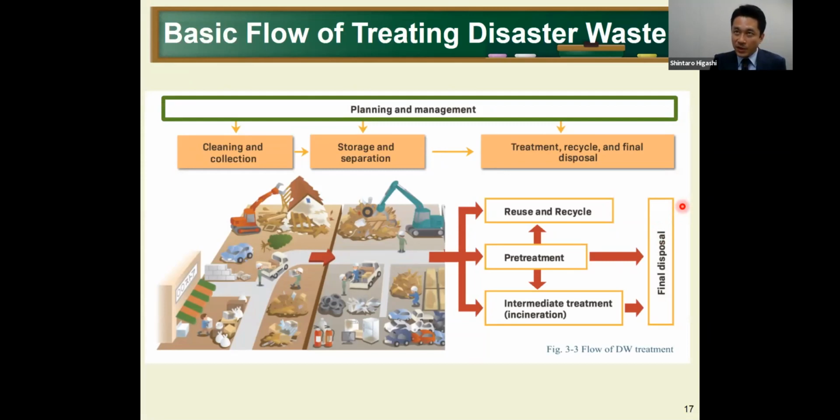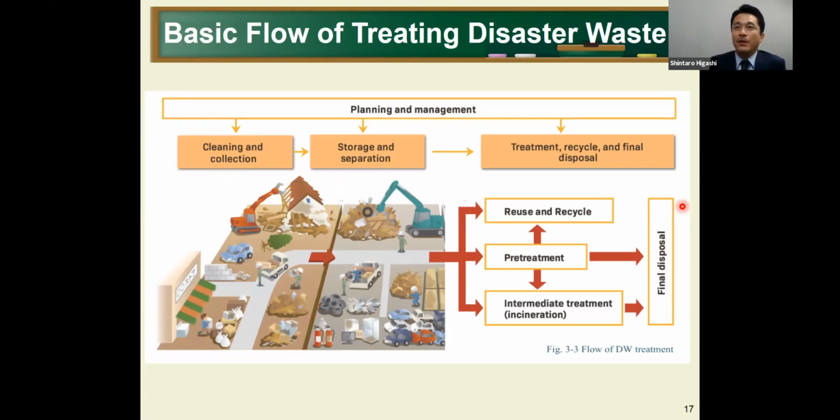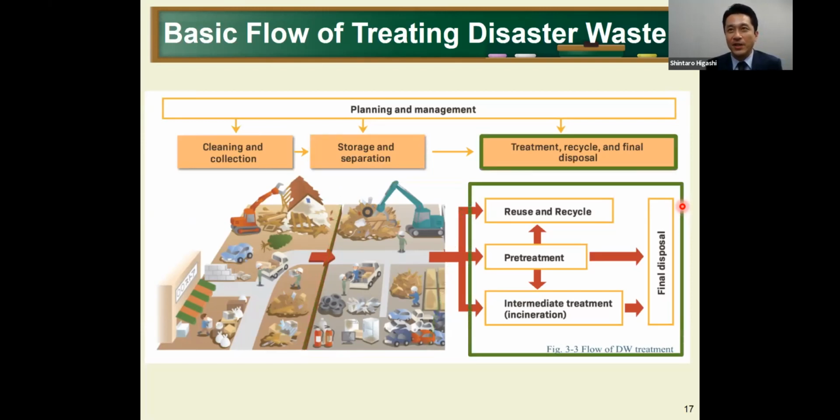Firstly, we decisively need planning and management before the outbreak of disaster. And the first step in the flow is the cleaning and collection of disaster waste. Secondly, we should store and separate such disaster waste as much as possible. Then, based upon such sorting, segregation, or separation, we should consider the actual treatment, including recycling. So there is use and recycling; not only reduction, but we should reduce the amount of final disposal.